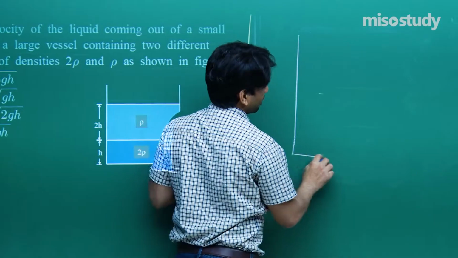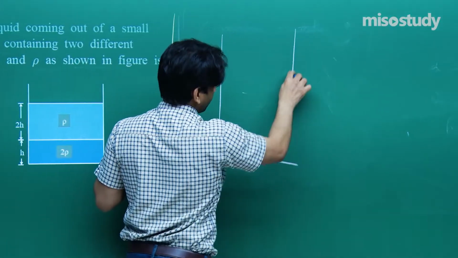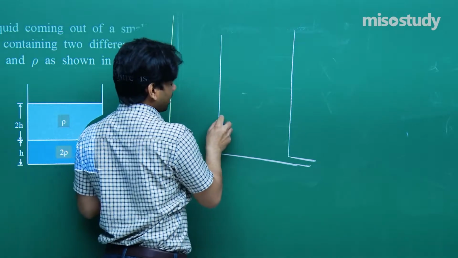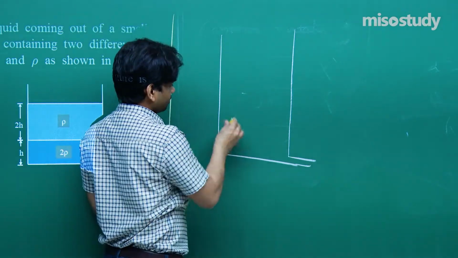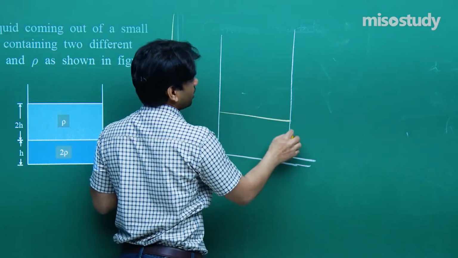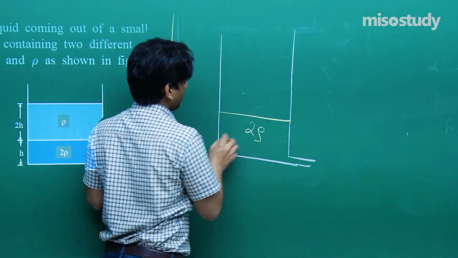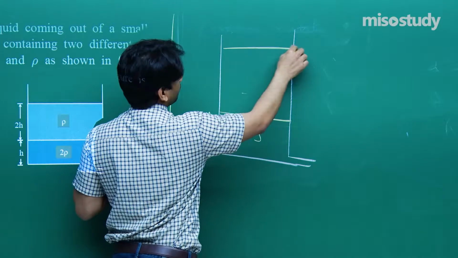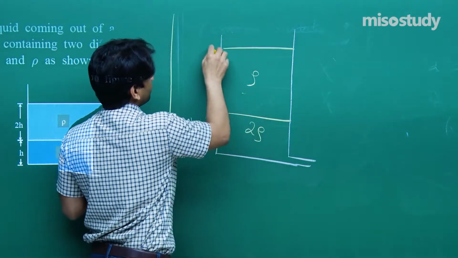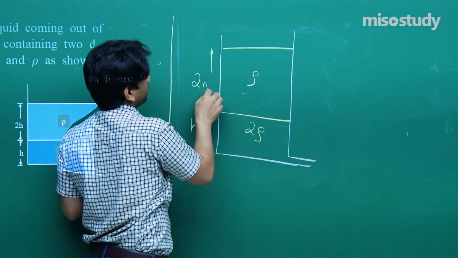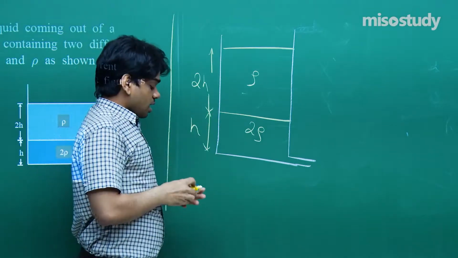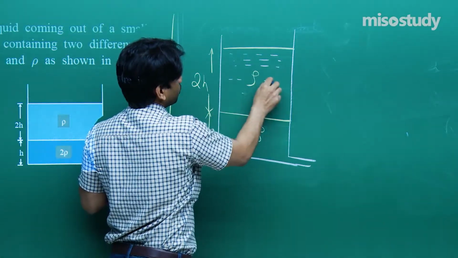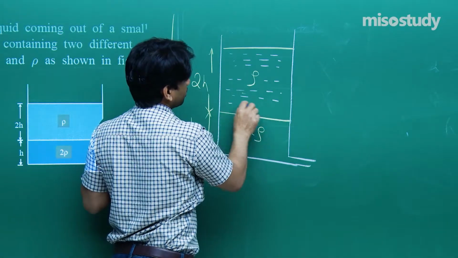We have a container with an orifice hole at the bottom. The liquid contained is in this manner as shown. Here we have a liquid of density 2 rho, its height is h, and here we have a liquid of density rho, its height is 2h. I am going to discuss with you all the method that you should apply to solve this question.